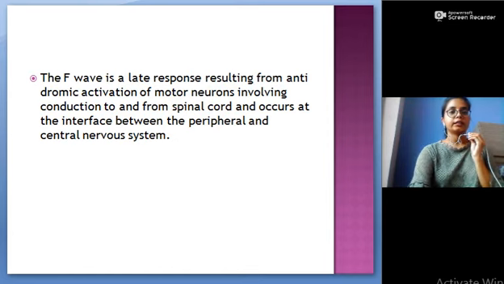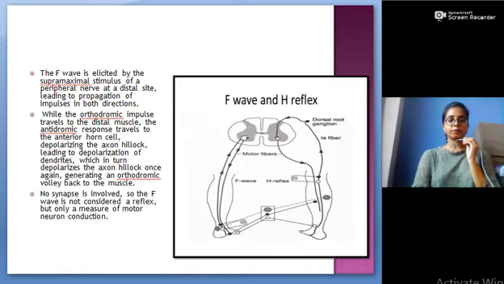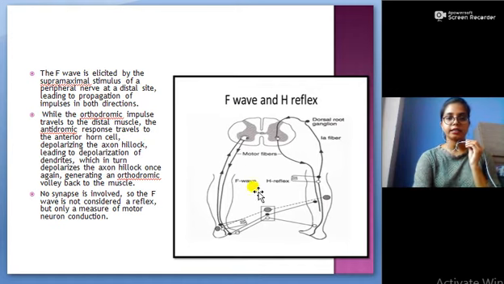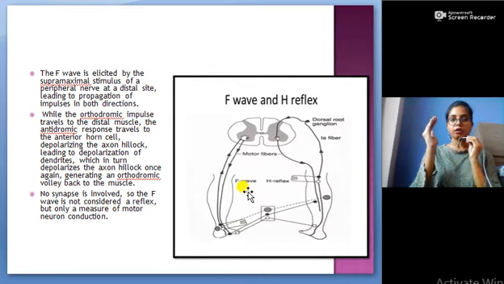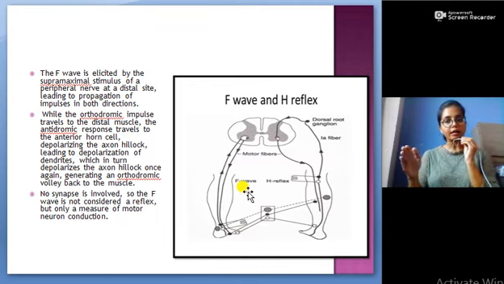Okay, in this diagram you will be able to see, the F wave is elicited here, right? So what happens? For activation of F wave, we always need a supramaximal stimulus. A supramaximal stimulus is given at the peripheral nerve, so this peripheral nerve is stimulated at the distal side.